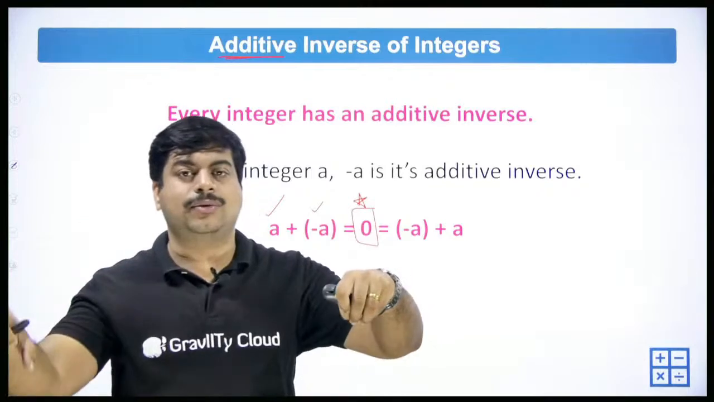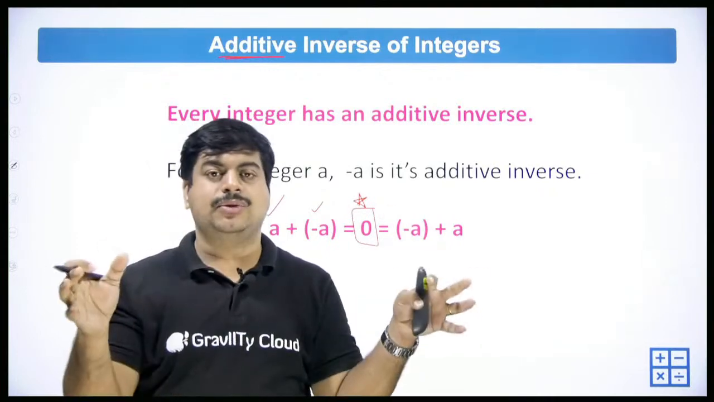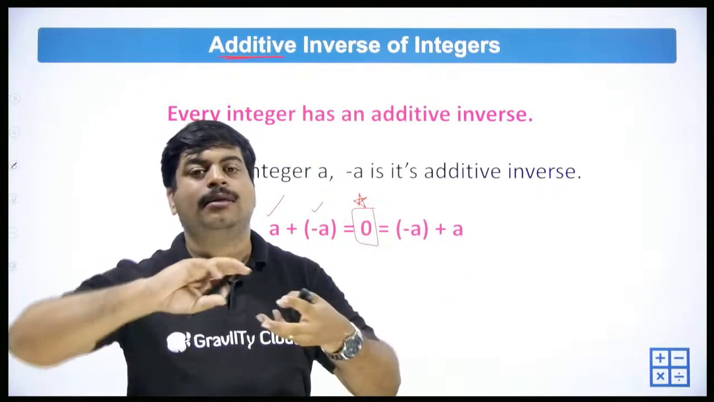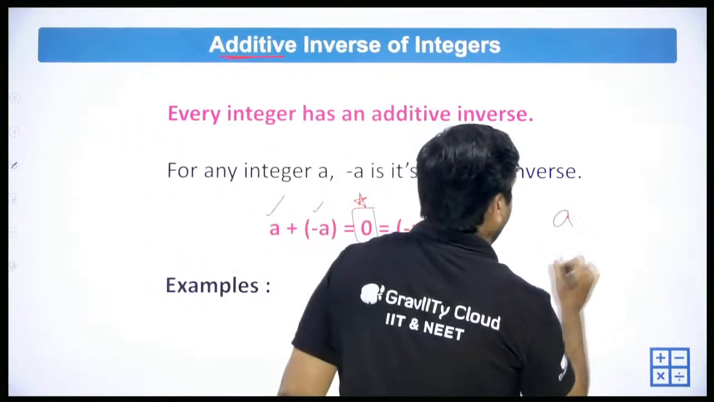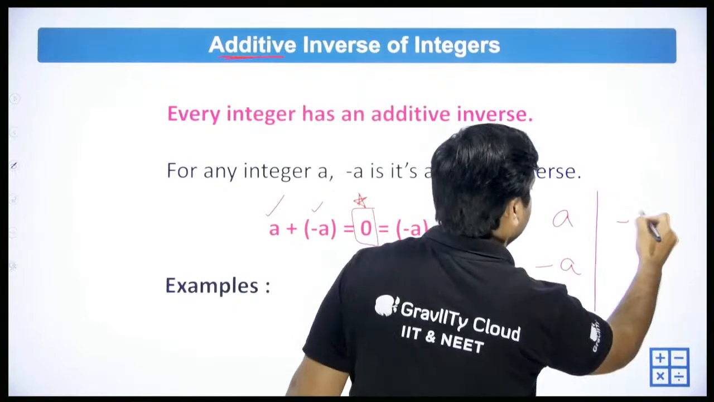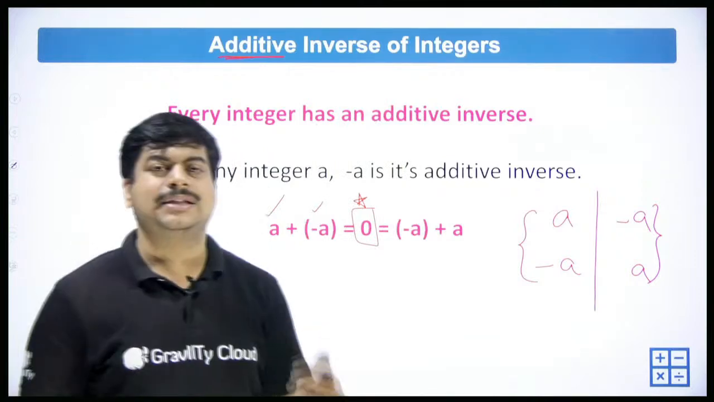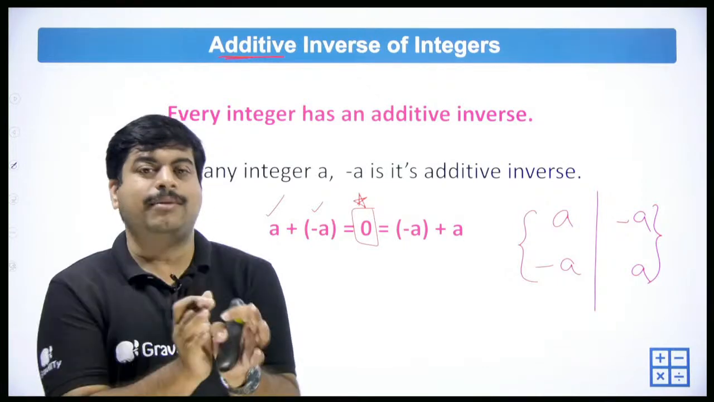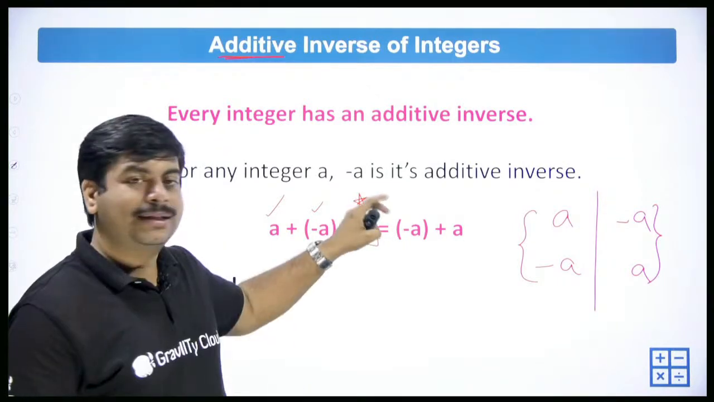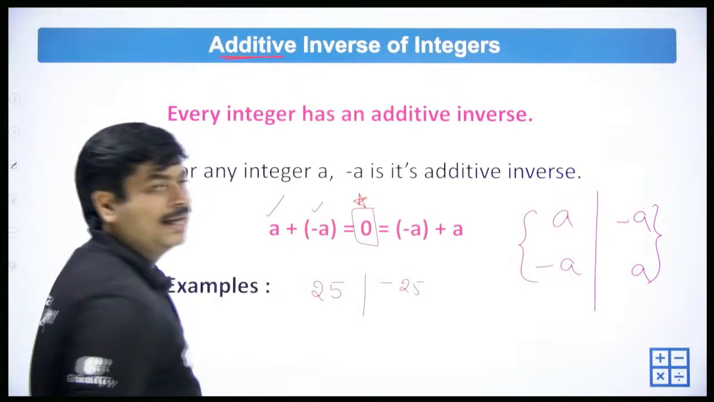2 minus 2 is 0. 10 minus 10 is 0. Minus 1 lakh plus 1 lakh will give you 0. So that means the negative of the number is called the additive inverse. For a number A, minus A is the additive inverse. Understand? If I have 10 and minus 10, 20 and minus 20, minus 1000 and 1000, these two will sum up to give you 0. A plus minus A will give you 0. For the number 25, you can say minus 25 is the additive inverse, not identity.